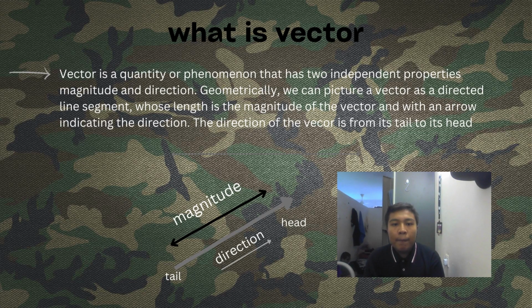What is a vector? A vector is a quantity or phenomenon that has two independent properties: magnitude and direction. Geometrically, we can picture a vector as a directed line segment whose length is the magnitude of the vector, with an arrow indicating the direction. The direction of the vector is from its tail to its head.